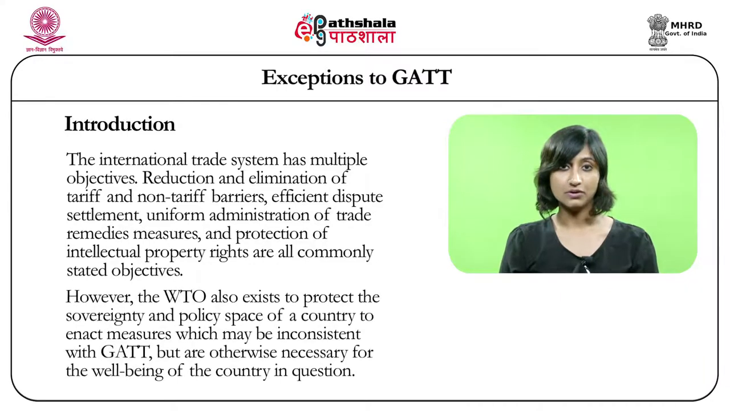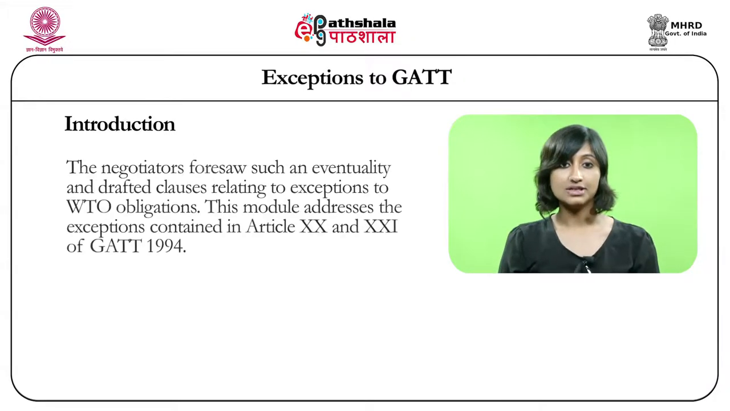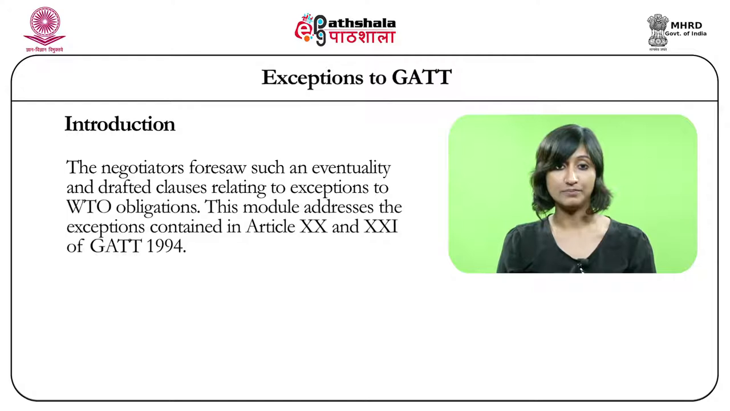However, the WTO also exists to protect the sovereignty and policy space of a country to enact measures which may be inconsistent with GATT but is otherwise necessary for the well-being of the country in question. The negotiators foresaw such an eventuality and drafted clauses relating to exceptions to its WTO obligations. This module addresses the exceptions contained in Article 20 and 21 of GATT 1994.